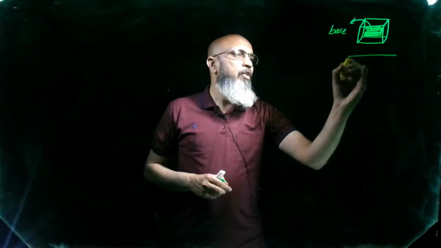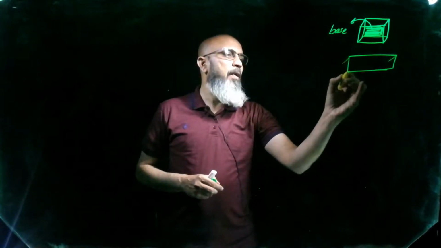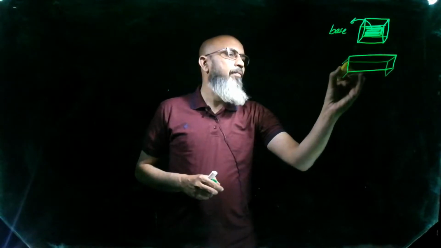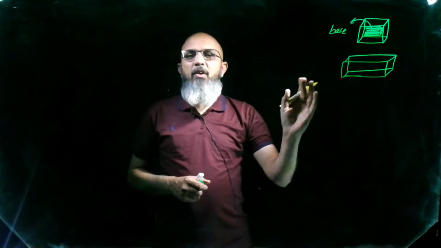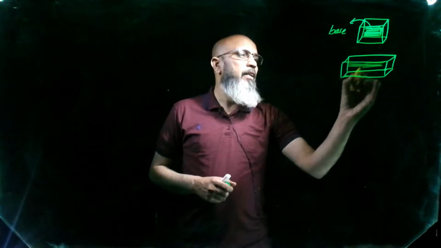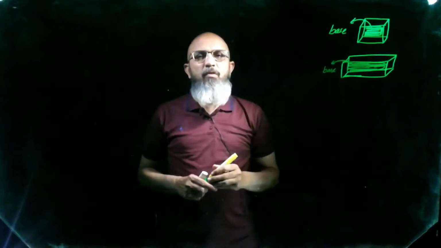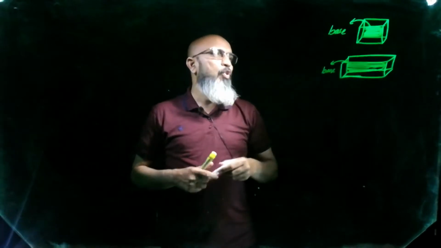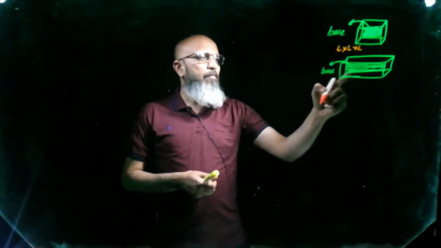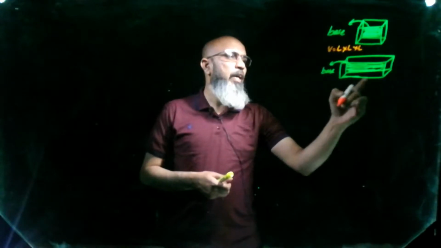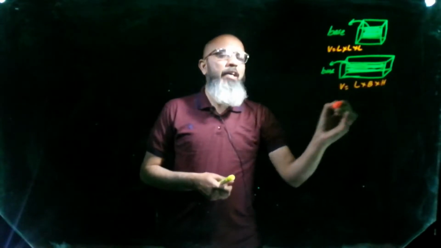Similarly, if I make a cuboid, the base is a rectangle, right? And if I convert this into a cuboid, so that is a cuboid, right? In a cuboid, we have different length, breadth and height, but the base of the cuboid is of the shape of a rectangle. So what is the volume of a cube? Volume of a cube is length into length into length, and the volume of a cuboid is equal to length into breadth into height, right?